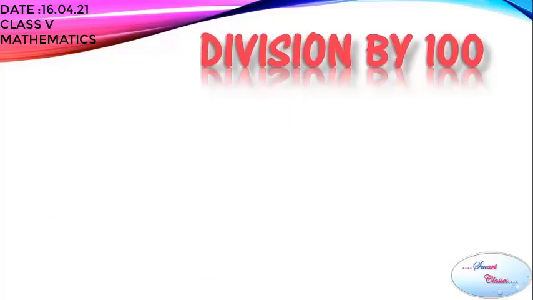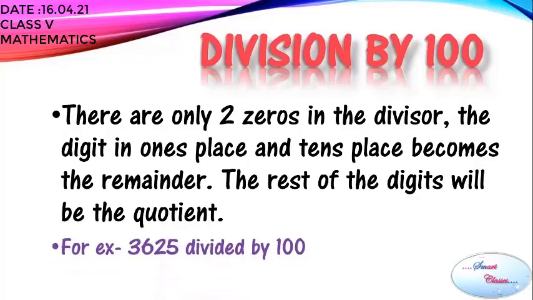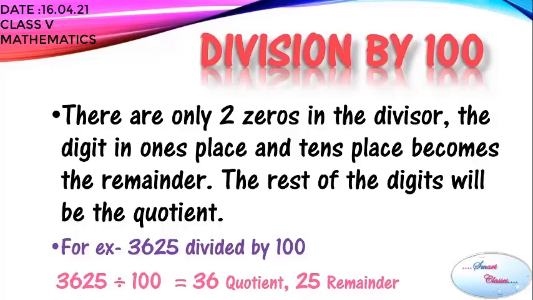Division by 100. When there are only 2 zeros in the divisor, the digits in ones place and tens place become the remainder. The rest of the number will be the quotient. For example, 3625 divided by 100. So, 5 is on the ones place, 2 is on the tens place. These two numbers will become the remainder and the rest of the number will be the quotient. So, the rest of the number is 36. Here, 36 is the quotient and 25 is the remainder.